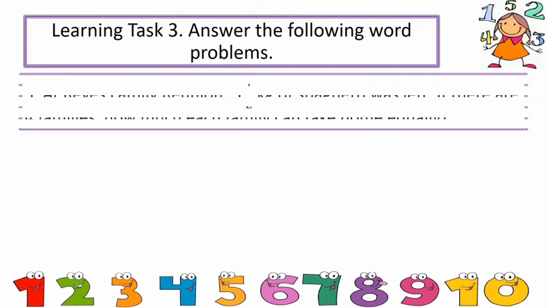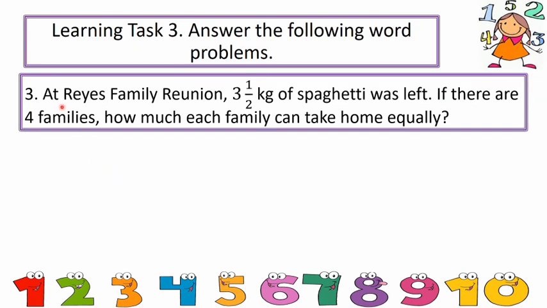Now for the last problem, we have here, at the Reyes family reunion, 3½ kilograms of spaghetti was left. If there are 4 families, how much can each family take home equally? So the operation involved in this problem is division. So we will have 3½ divided by 4. Remember our rule for division: we copy the dividend, so 3½, change division to multiplication and get the reciprocal of 4. So 4 is the same as 4 over 1. So the reciprocal of it is 1/4.